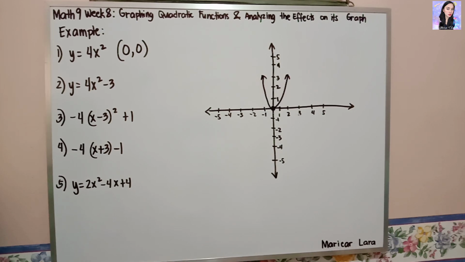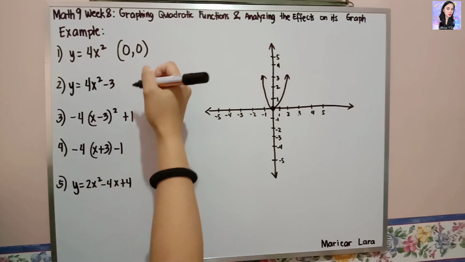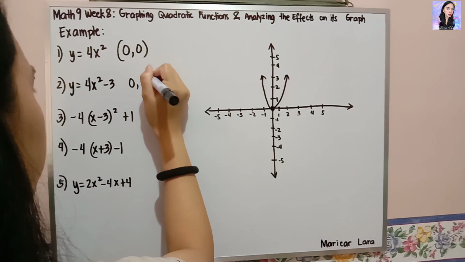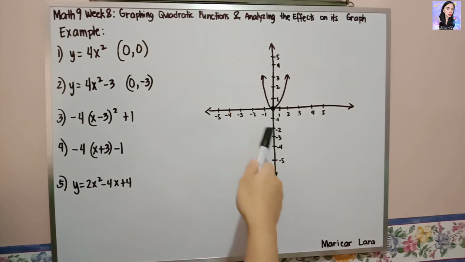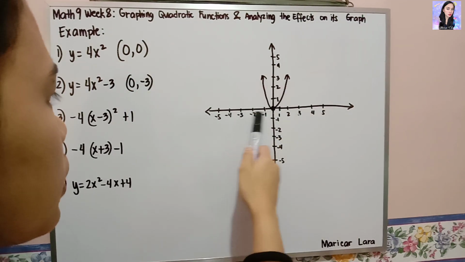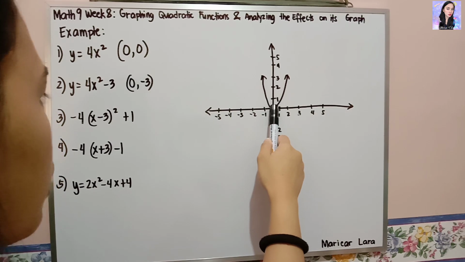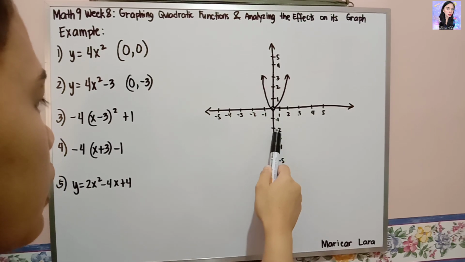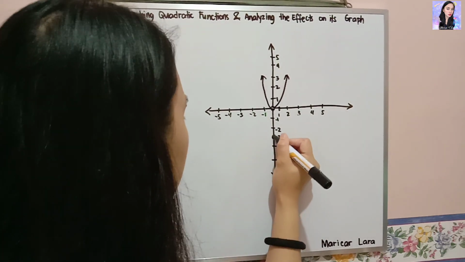Next, number 2, 4x squared minus 3. So, ito yung second form ng ating quadratic function, which is ax squared plus k. So, ang ating vertex ay 0 and k. So, ang ating k ay yung negative 3. So, 0, negative 3. So, hanapin sa x yung 0, and then down ng 3 kasi negative 3. So, ito ang ating vertex.